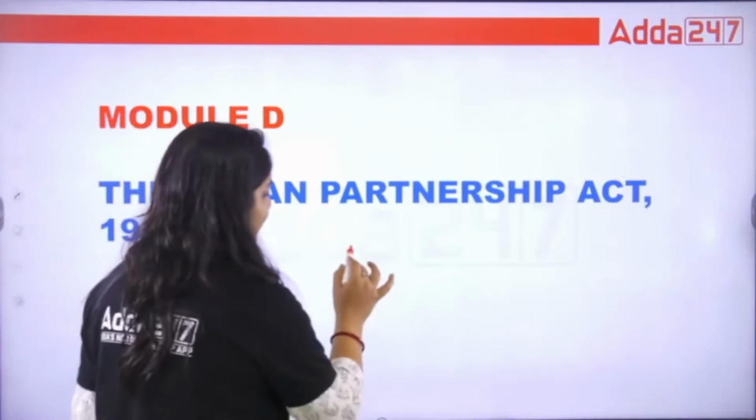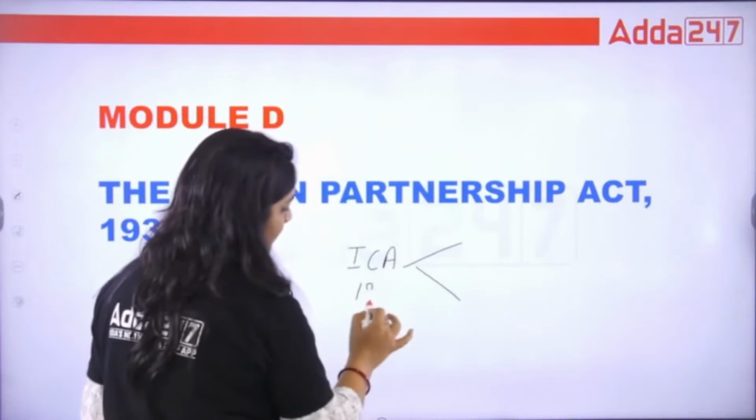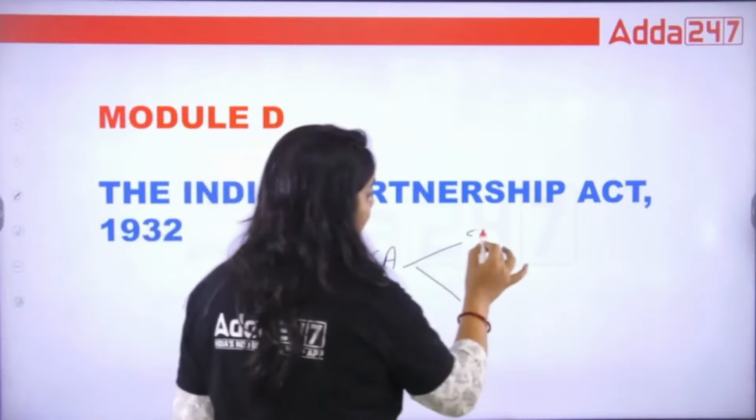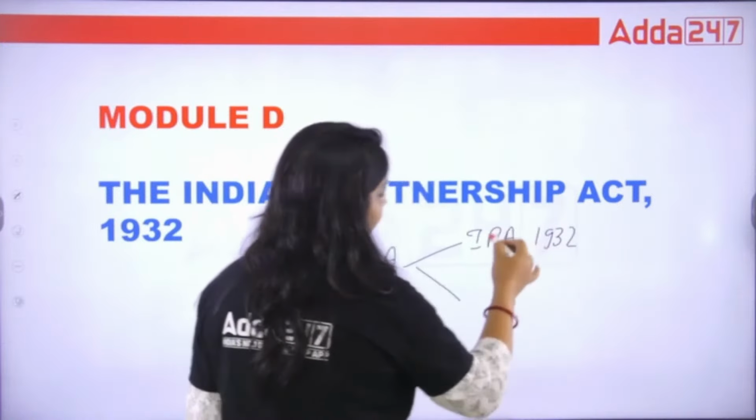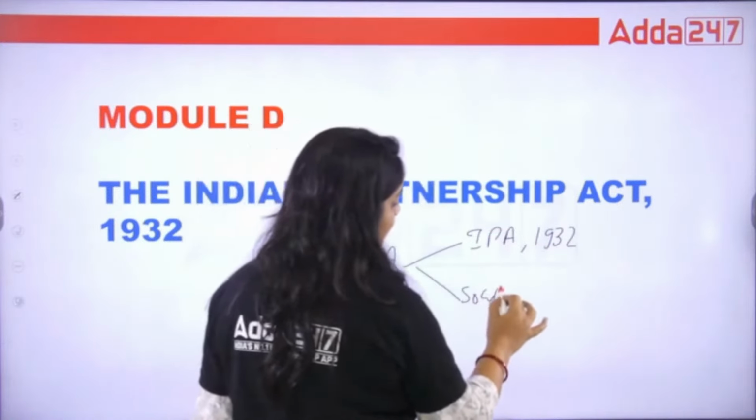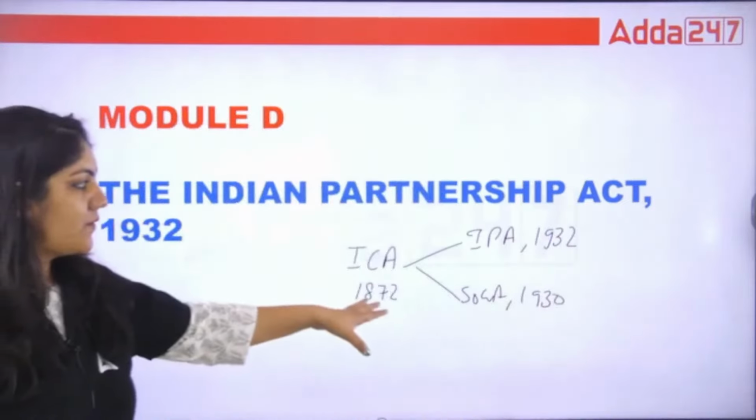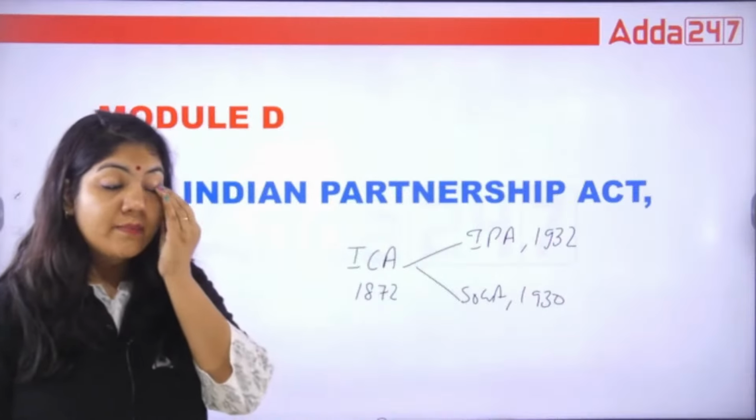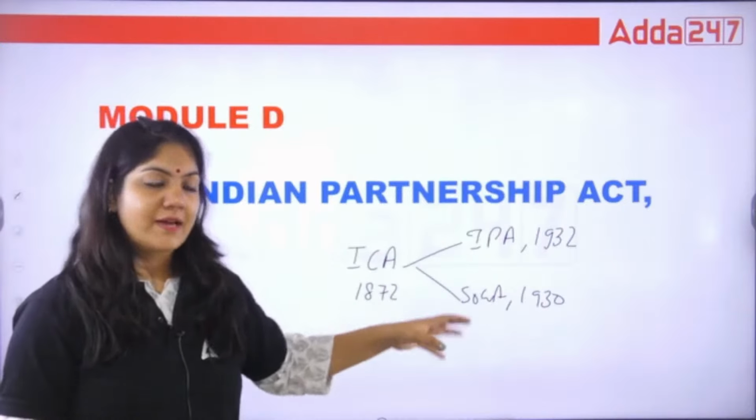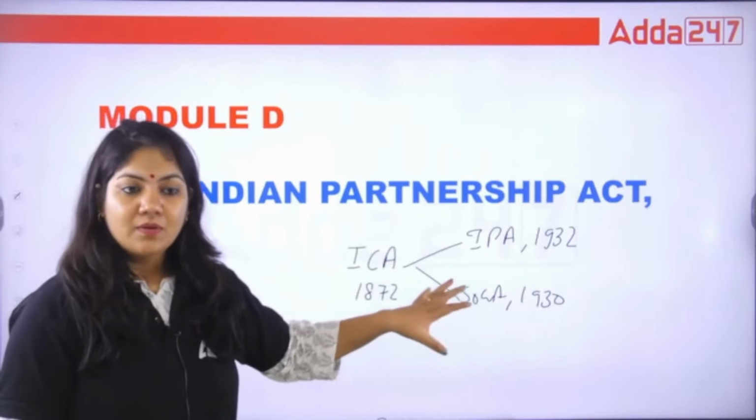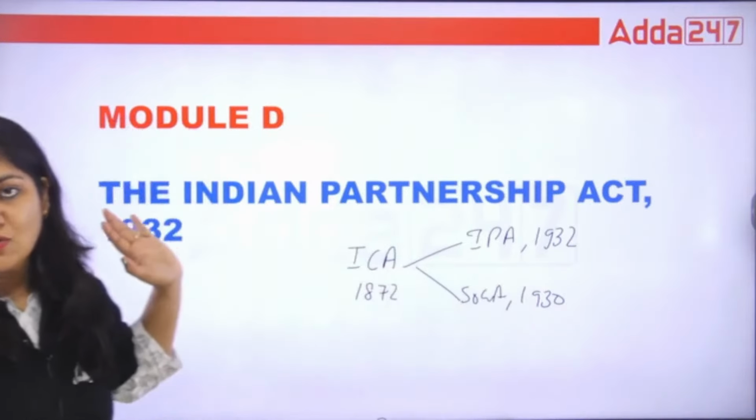Before starting this act, I would like to tell you that two acts have been removed from the Indian Contract Act of 1872: the Indian Partnership Act and the SOGA Act 1930. Why? Because cases of partnership and sale of goods were coming in front of the court so often, so they removed these two acts from the Indian Contract Act.